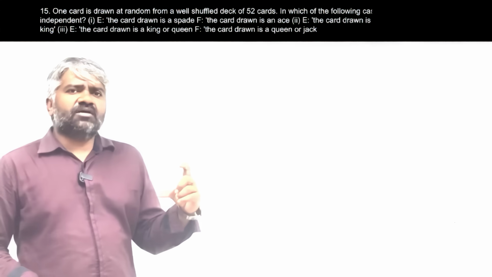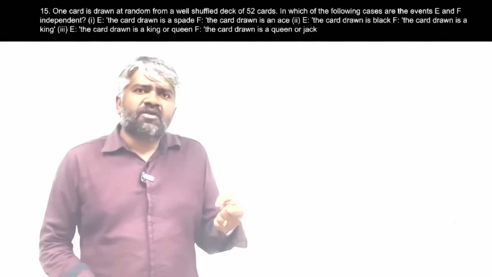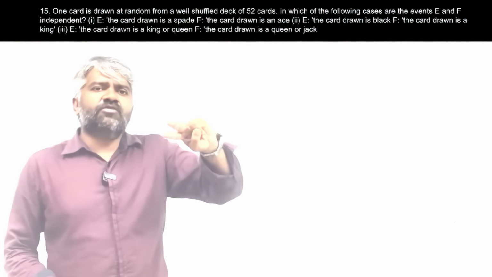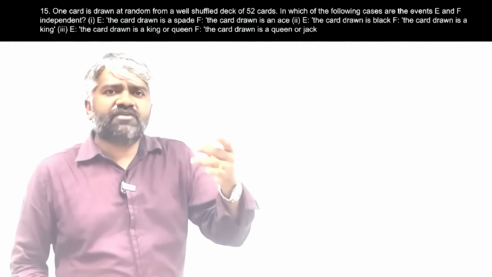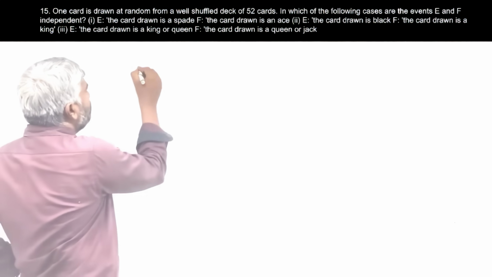In this question, you have 3 subdivisions. The data, or the sample space, is common for all the 3 cases. A card is drawn from a well shuffled pack of 52 cards. Each and every question has 2 events, that is E and F. We have to check whether they both are independent or not. Now the first subdivision.